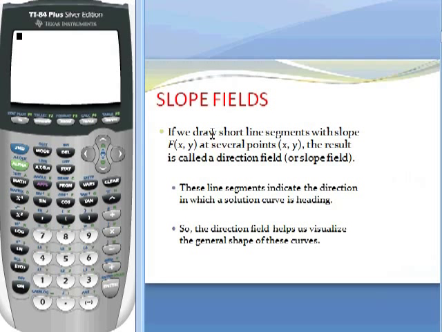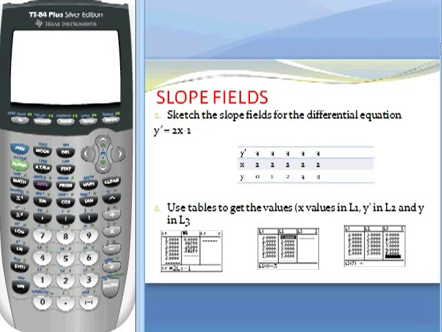Now, the way you draw this, you draw short line segments with slope f of x, y by plugging in values at several points of x and y. And then you draw your f using those little slope tick marks per se. Now, I'm going to use just the built-in graph function in your calculator. Let's say I have a differential equation of y prime equals 2x minus 1.